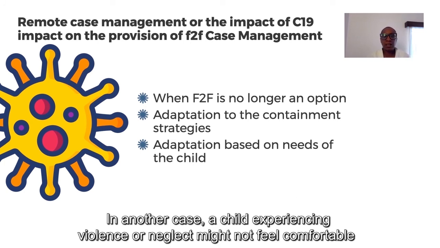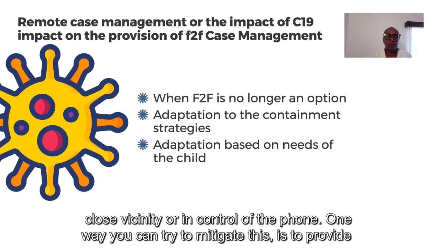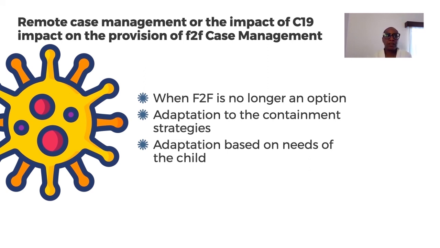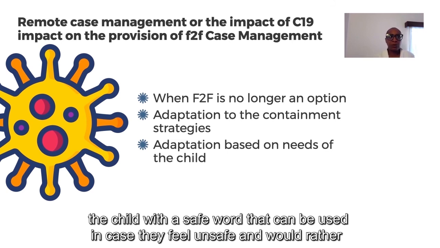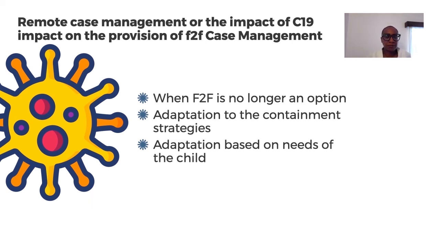In another case, a child experiencing violence or neglect might not feel comfortable to speak about the situation over the phone, possibly with the responsible perpetrator in the close vicinity or in control over the phone. One way you can try to mitigate this is to provide the child with a safe word that can be used in case they feel unsafe and would rather not speak anymore. Perhaps the child requires you to continue to do face-to-face visits.